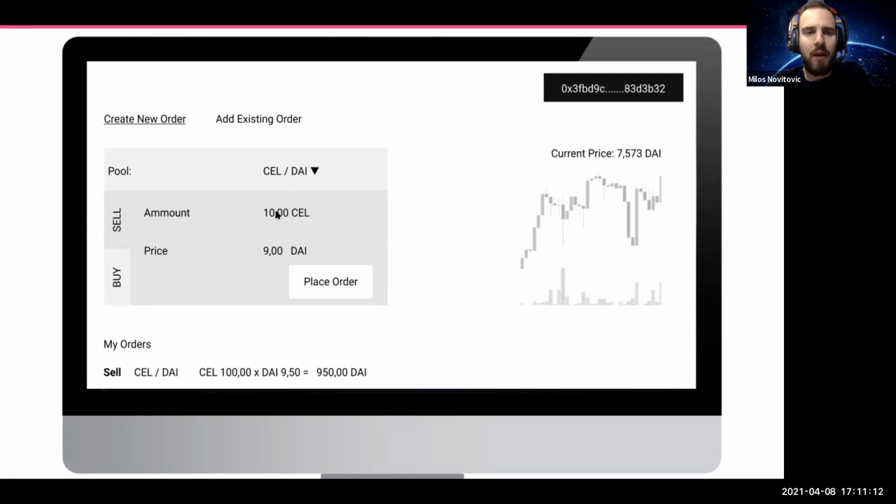Once he decides, for example, to go with the CEL DAI pool and he wants to sell tokens, he can define the amount of tokens, for example 10 tokens he wants to sell, for the price of 9 DAI, and he can place the order. As Philip said, once the price reaches 9 DAI, our bot will execute that transaction, and our bot will do the withdrawal to the user's wallet address.